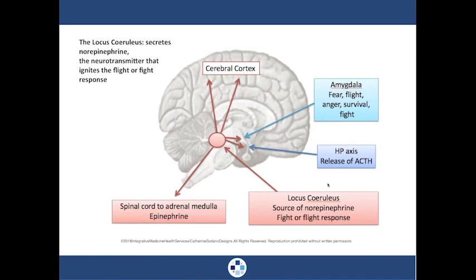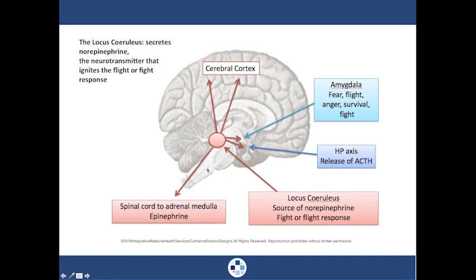Now, back to this little area of the brain I talked about. This is called the locus coeruleus, so hang in there with me, and it's right here. It's actually in the pons, which is this part of the brain, and the pons is part of the brainstem, as you're probably aware. There's the midbrain, the pons, and the medulla oblongata, which is right here.